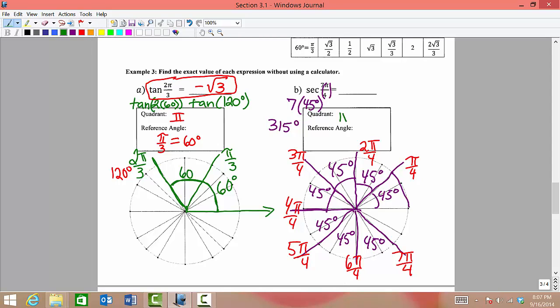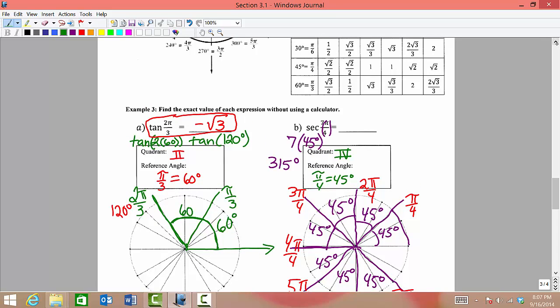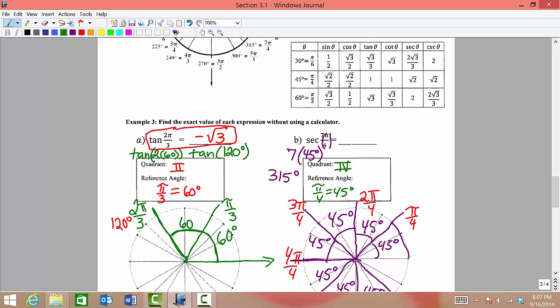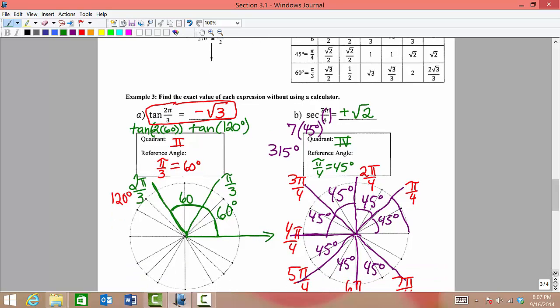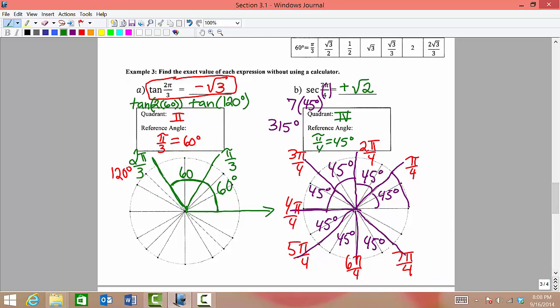Now the quadrant that we're in is quadrant 4. Our reference angle is pi over 4, or 45 degrees. So if our reference angle is 45 degrees, secant of 45 degrees would be square root of 2. So we have square root of 2, and since we're in quadrant 4, secant is positive. So our answer for secant of 7 pi over 4 would be positive square root of 2. So we find the quadrant that the angle is located in, then we find the reference angle, and then we know the number and also the sign of our secant value.